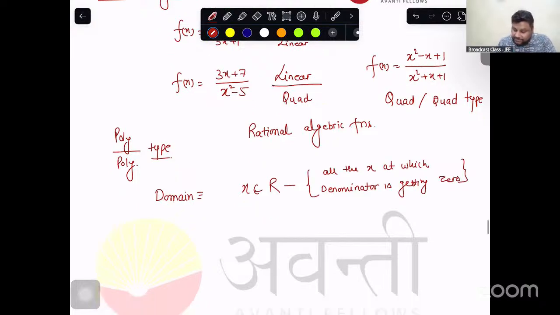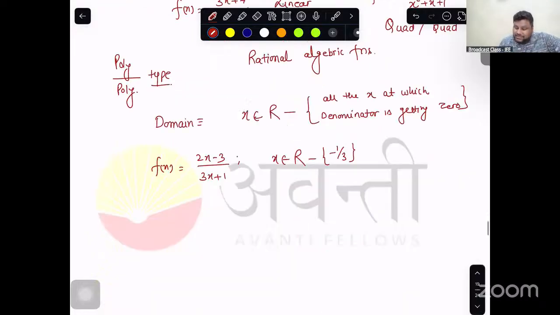Like if I have f(x) = (2x - 3)/(3x + 1), so domain is what? x belongs to R minus. Now the denominator is getting 0 at which x? Minus 1 by 3. So R minus {-1/3}. This is the domain. If f(x) is (x + 5)/(2x - 3), domain is what? R minus {3/2}.